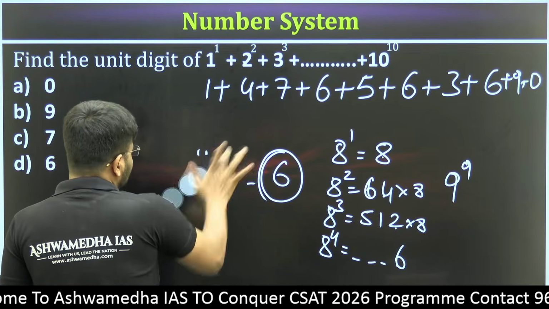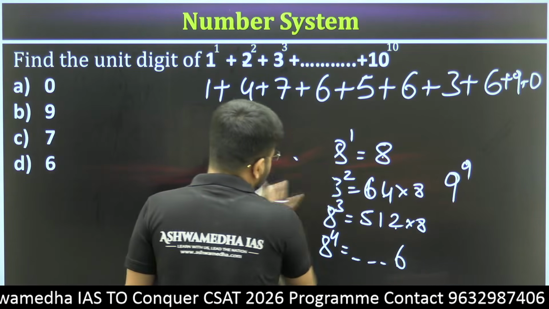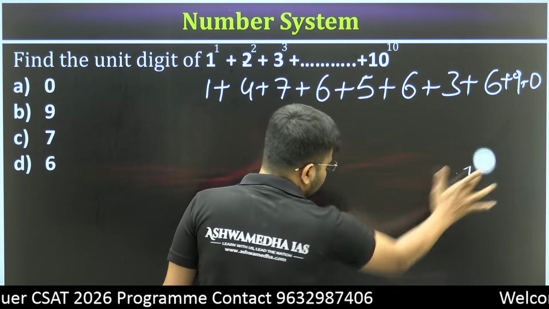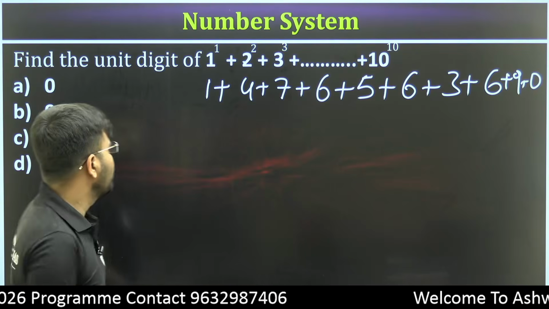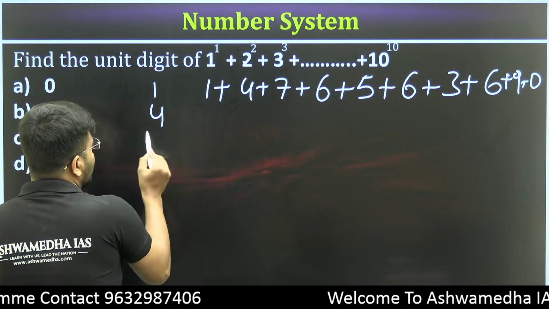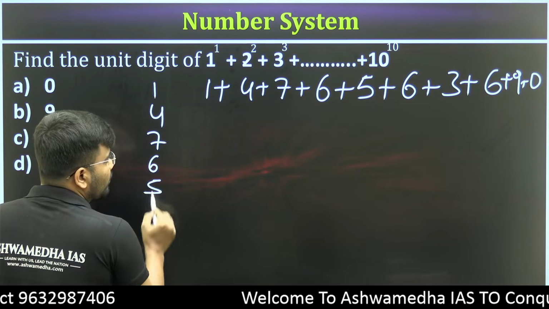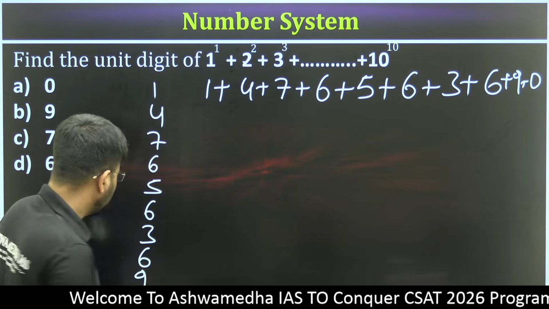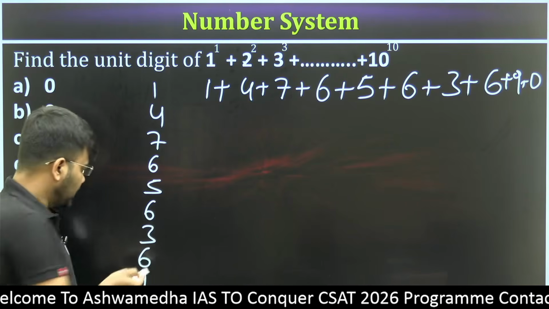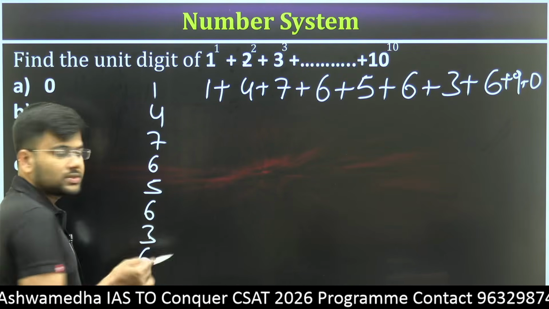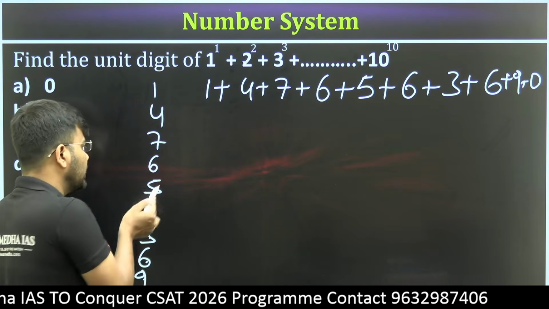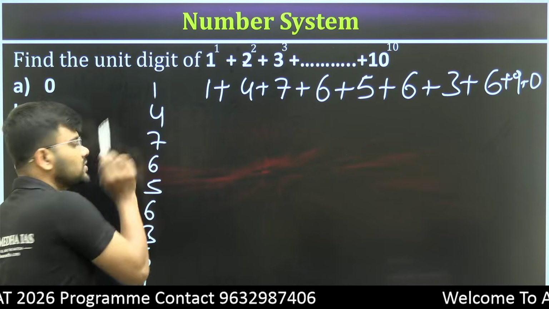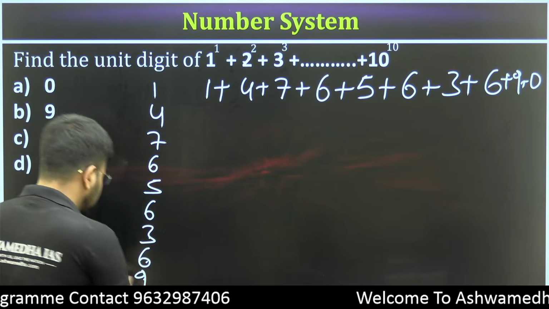How are you supposed to add to find out the unit digit? Look here guys, I have taken this problem to solve a few questions of your CDS. I need you to learn this concept. So 1 plus 4 plus 7 plus 6 plus 5 plus 6 plus 3 plus 6 plus 9. Okay, now 9 plus 6 is 15, 15 plus 3 is 18, 18 plus 6 is 24, 24 plus 5 is 29, 29 plus 6 is 35, 35 plus 7 is 42, 42 plus 4 is 46, plus 1 is 47.